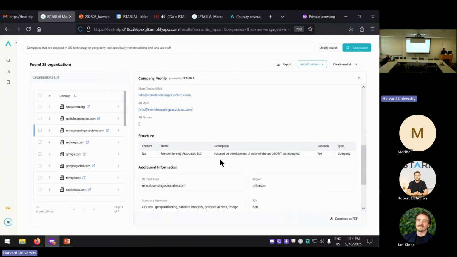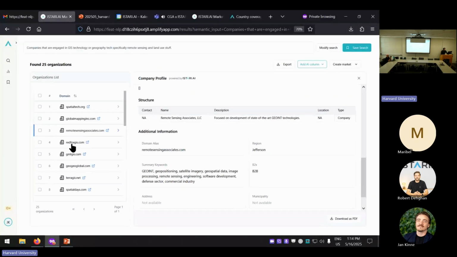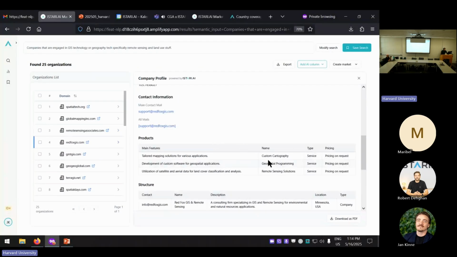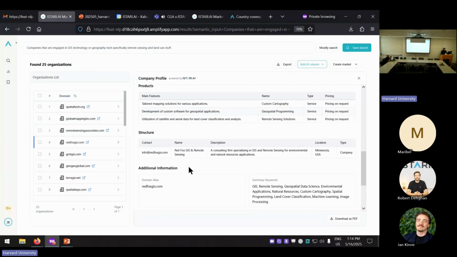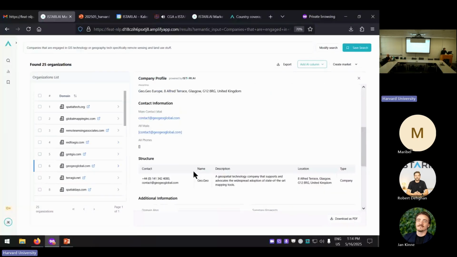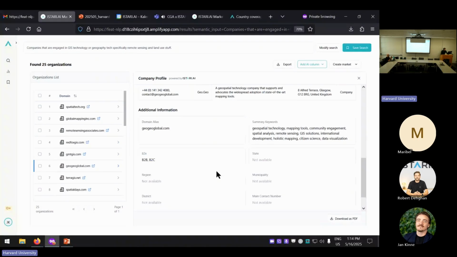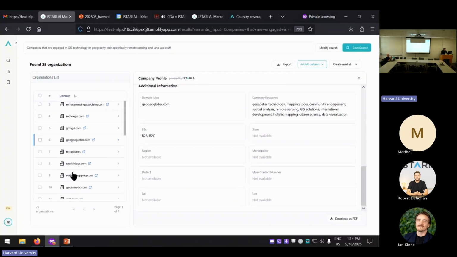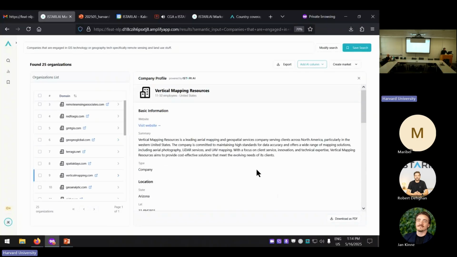And if we look at the other ones, we can see that some of them will have other products. So for example, they offer custom geography, geospatial programming, remote sensing solutions, right? So as you can see, if we click those different companies here, we will have information about them. We have some stuff that may be interesting or maybe not.